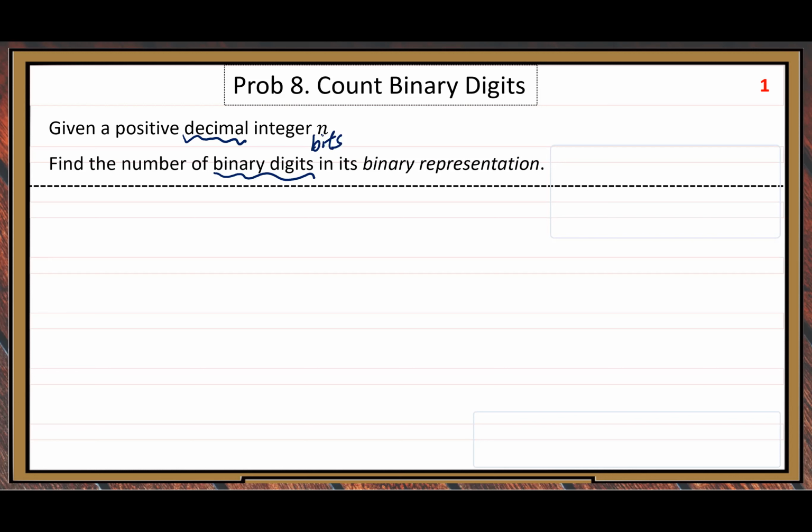But here, binary digits, the original meaning, all right? Now, let us solve this problem. It looks not too hard, right? Given arbitrary positive integer n, find the number of binary digits or bits used in its binary representation. Right, so it's not hard.